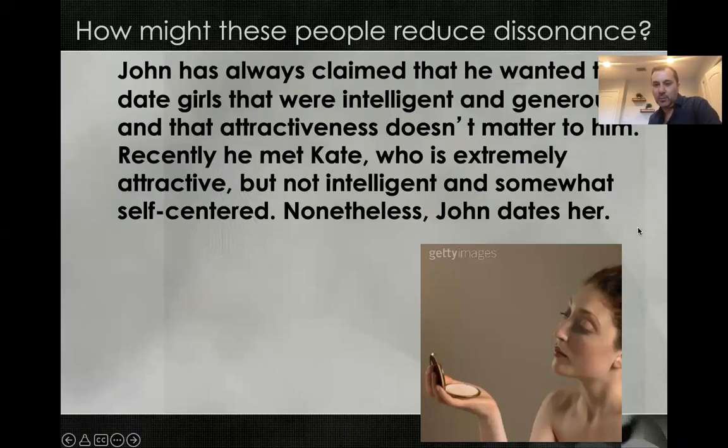What else? There's at least one more I can think of. No one's mentioned reducing perceived choice. What's an example of reducing perceived choice in this case?